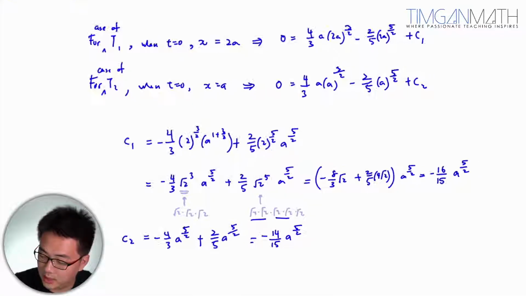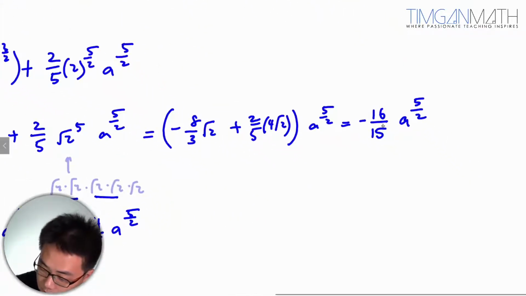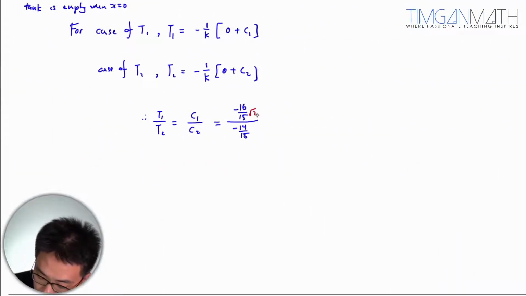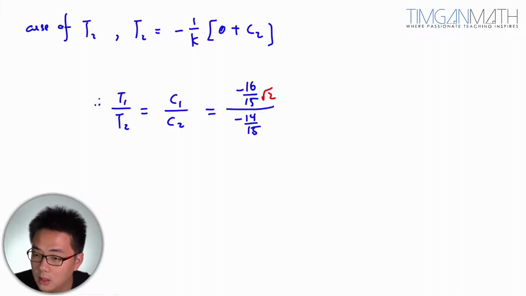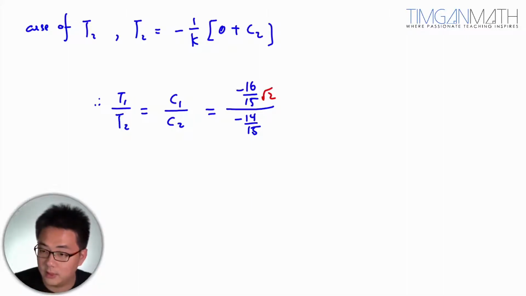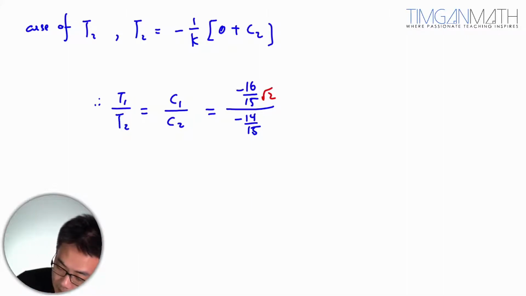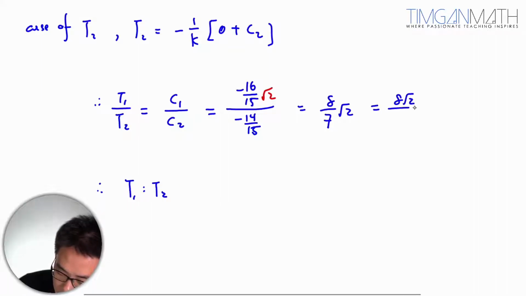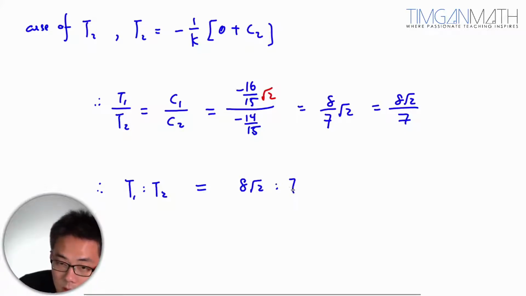Once this is done, I realize I have a mistake here. I didn't put my root 2 here, so that's where it went wrong. So this is 16 root 2 over 15. Once that's fixed, it should be fine: 16 over 14 is actually 8 over 7. So this will be 8 root 2 over 7. Hence T1 to T2 is 8 root 2 over 7.